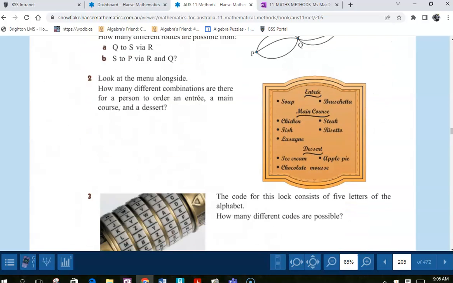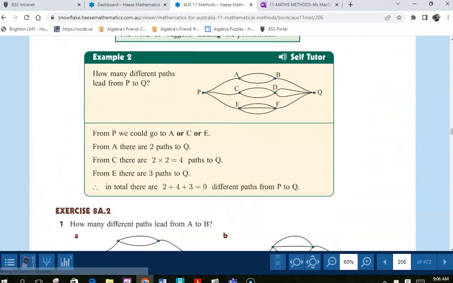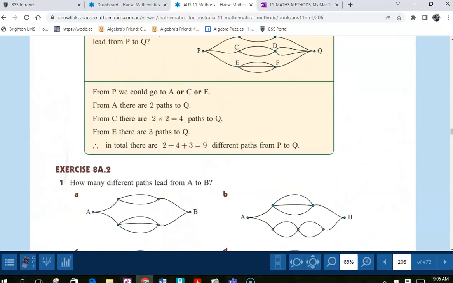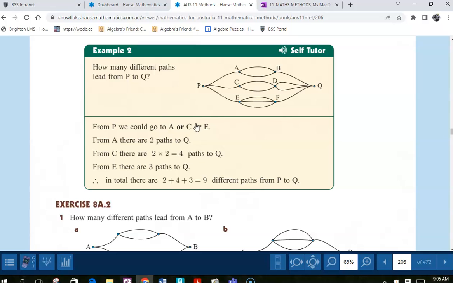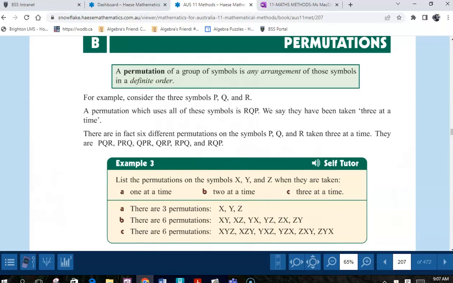So we're just going to go straight to what happens now when we're looking at, I mean, that's the same sort of thing. Do we really want to do that? No. We want to focus on permutations and combinations. All right? A permutation is a group of symbols in any arrangement of those symbols in a definite order.